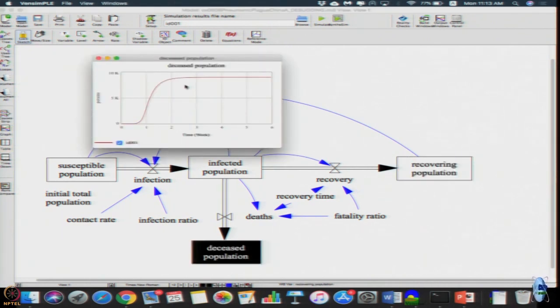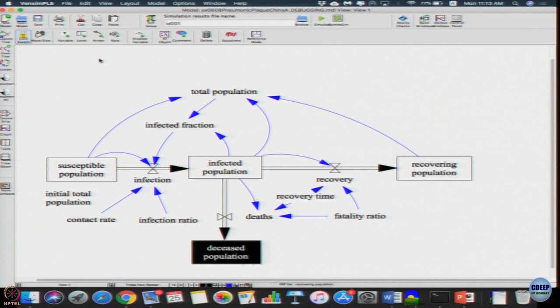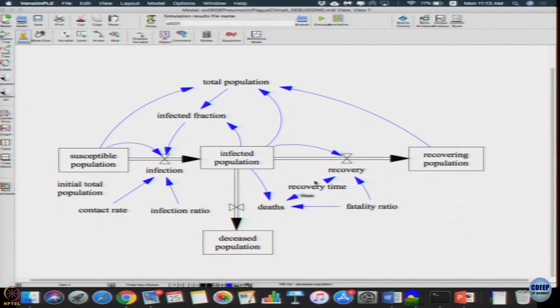Diseased population again shows S-shaped growth. But 9,000 people die and 1,000 people recover. That's because fatality ratio is 0.9. So it makes sense. Yeah. So this is the overall dynamics, and this is the only thing that seems to be error in this particular scenario.